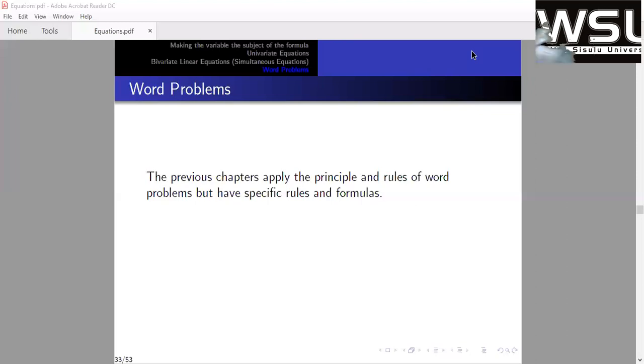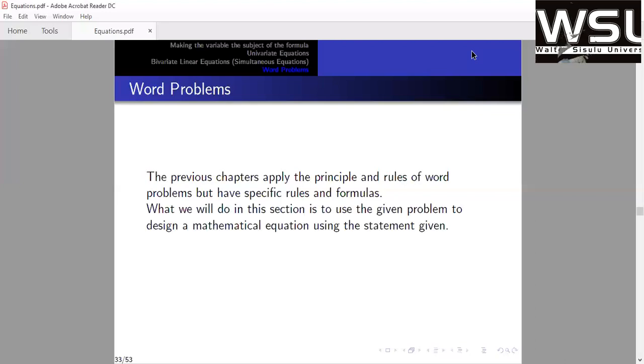And then we are going to use these English statements to analyze particular statements, and solve problems using mathematical methods. So, while we're doing this section, the user is given a problem to design a mathematical equation using the statement that we will be given.